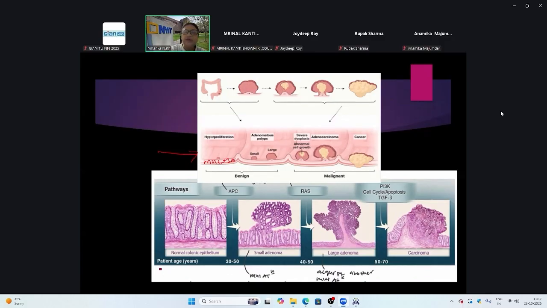And so there is some hyperproliferation that took place, and you see that tiny little growth that took place. Over time, this is all benign. And in this GI tract, this little growth is getting a little bit bigger. At this point, it is called a polyp, an adenomatous polyp.